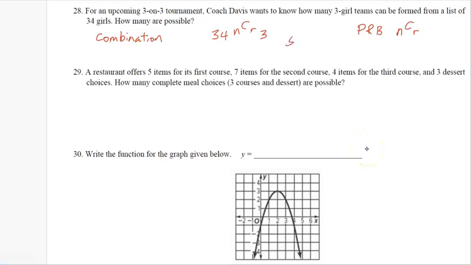And that is 5,984 3-girl teams that can be chosen.